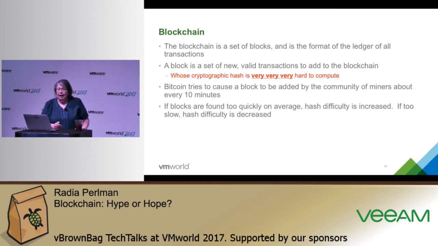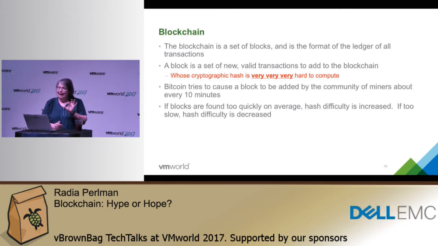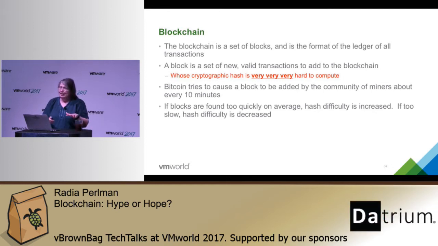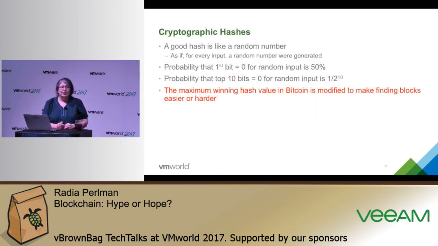So the blockchain is a set of blocks where a new block is a set of new valid transactions whose cryptographic hash is extremely hard to compute, and I'll explain why that is. Bitcoin tries to cause a block to be added to the chain about every 10 minutes. So if blocks are added more quickly than that, they adjust it to make the hash harder to compute. And if it's too easy, they'll make the hash easier to compute to try to hit that spot of about 10 minutes.